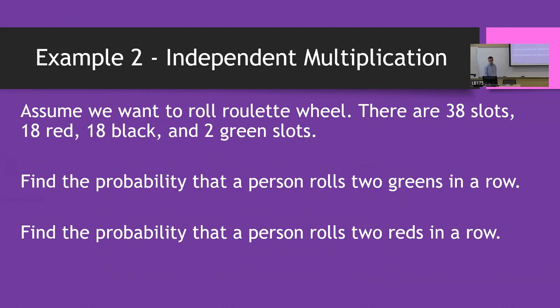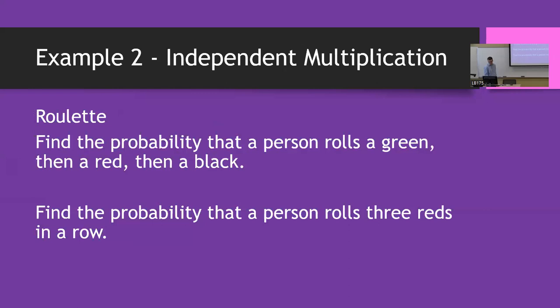So probability to roll 2 greens in a row, you can say, well, the classical probability of rolling 1 green is 2 out of 38. So 2 greens in a row would be 2 out of 38 times another 2 out of 38, right? And we did that kind of thing. All right. And then at the end, this was the last one we did, find the probability that you get 3 reds in a row, or that you get a green, then a red, then a black. Okay. And let's do this last one just to remind ourselves what we did.